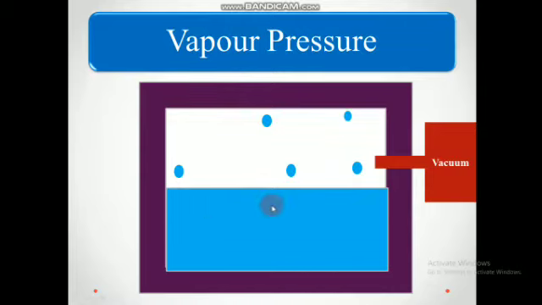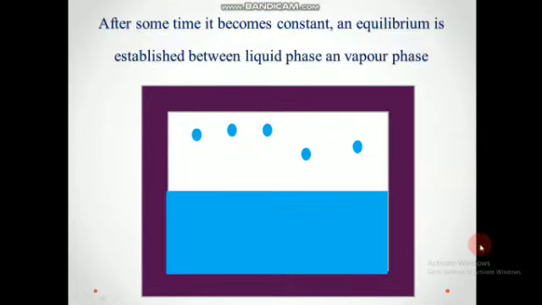When that happens, some amount of pressure is induced inside the container, and that pressure is known as the vapor pressure. The pressure applied by these moving vapors on the liquid and even the walls of the container is known as the vapor pressure. After some time, the pressure becomes constant. So an equilibrium is established between the liquid phase and the vapor phase.